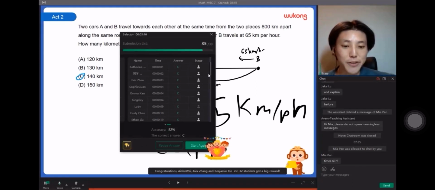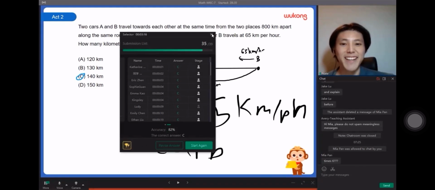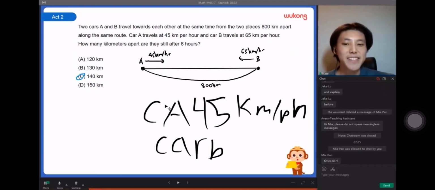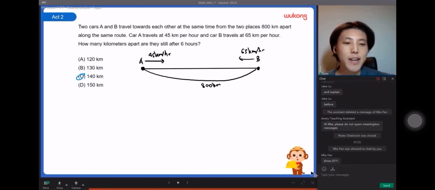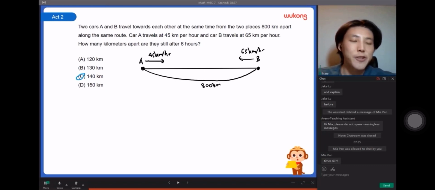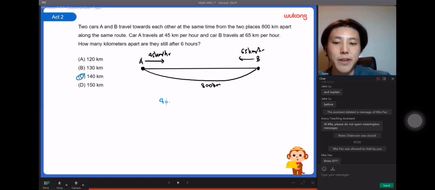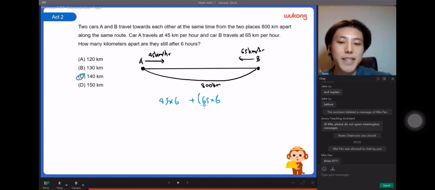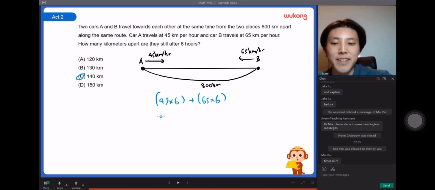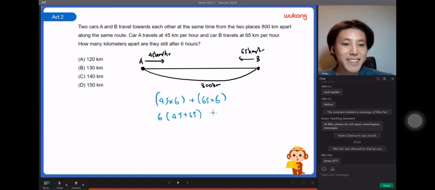Well done. Excellent, guys. So, when you guys are multiplying this, if you're not feeling confident, you guys can do it this way. Multiply 6 individually. But can you see how the multiplication of 6 is a common multiple? So that's why I just took the 6 out and then combined it like this to do it in one go. Yes, Mia? You can still chat to me.